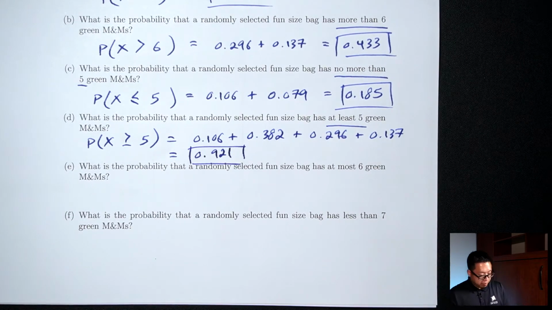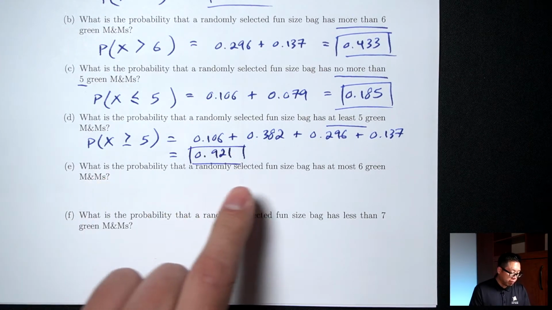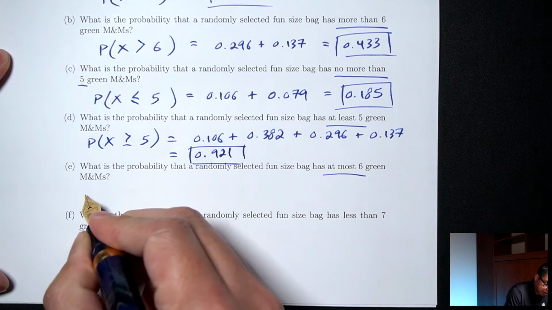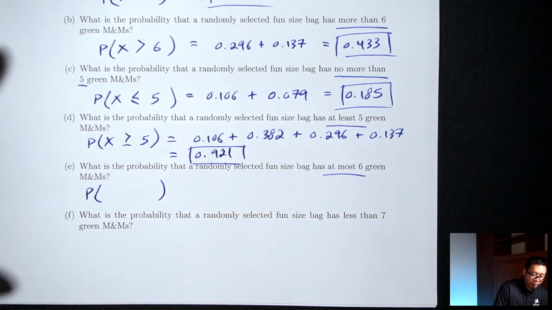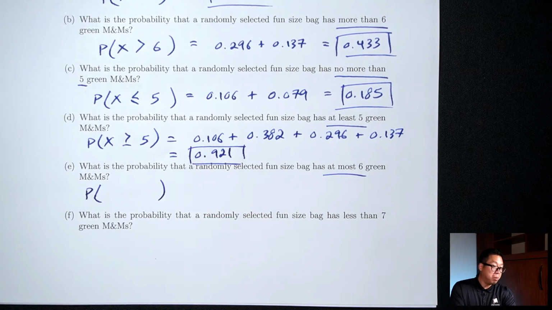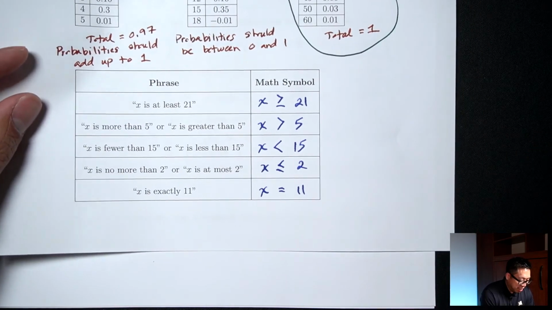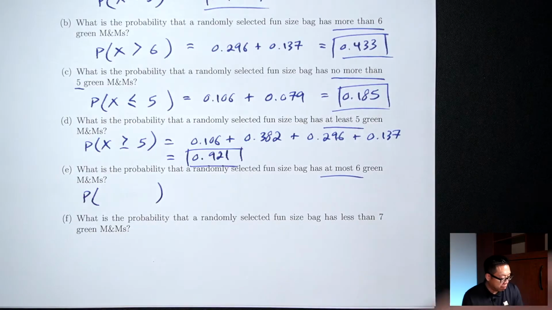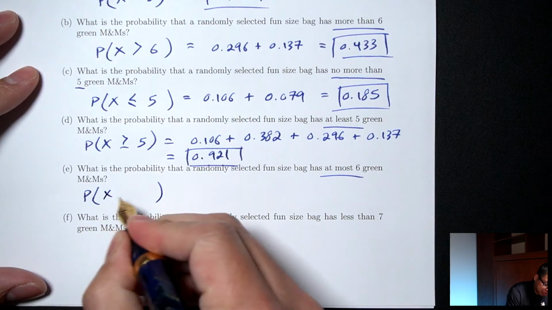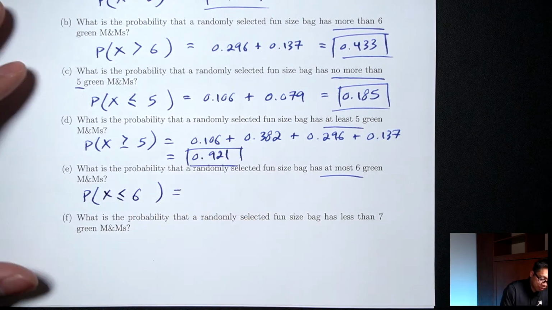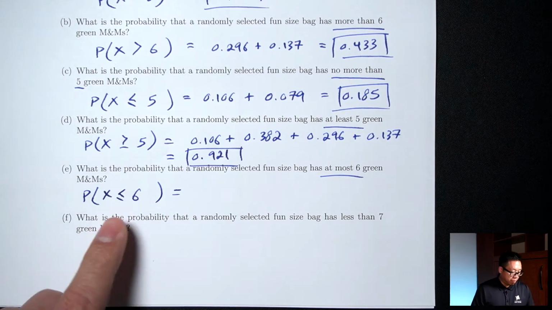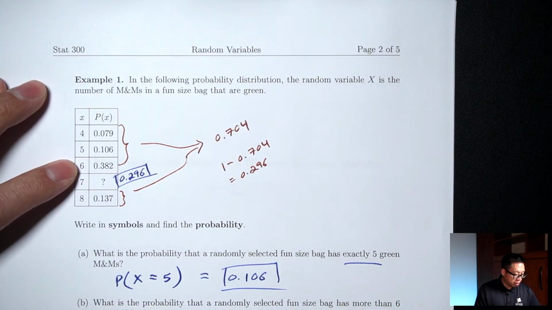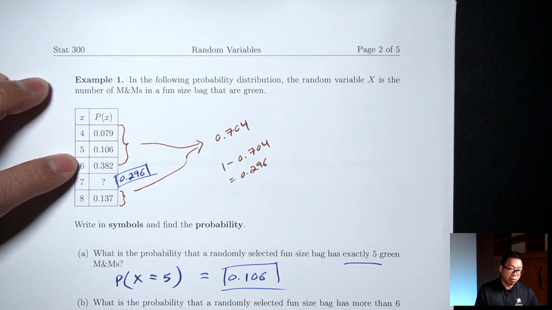Part E. What's the probability that a randomly selected fun size bag has at most 6? What does at most 6 mean? I don't remember, so I'm going to go back to my table. At most 2 is a less than or equal to 2. So at most 6 would be less than or equal to 6. The equals means include the 6, so less than or equal to 6 would be the 6, the 5, and the 4. So probabilities for 6, 5, and 4 together.